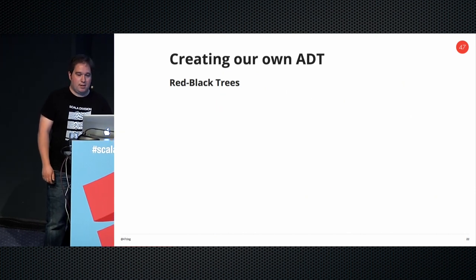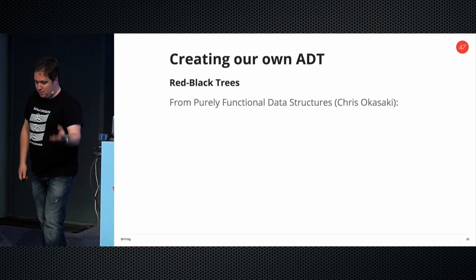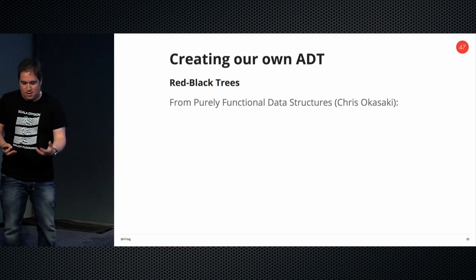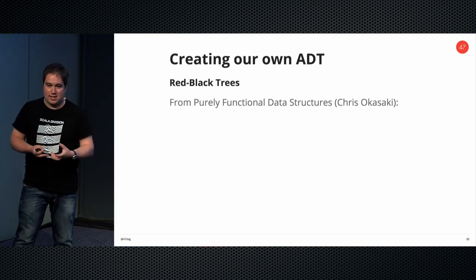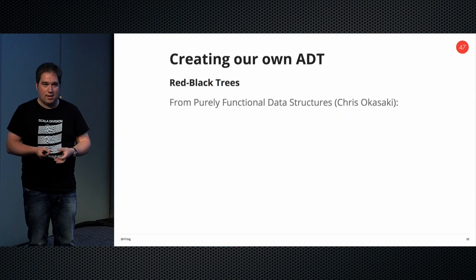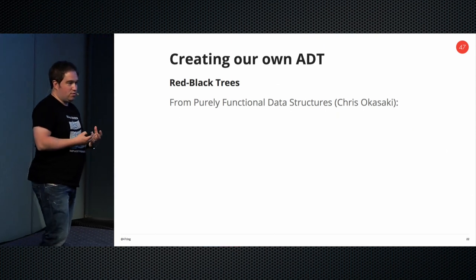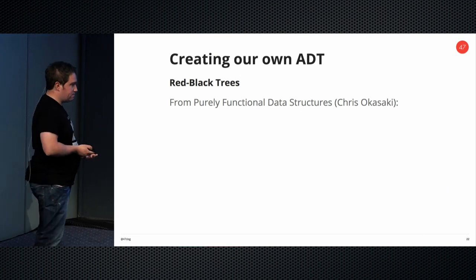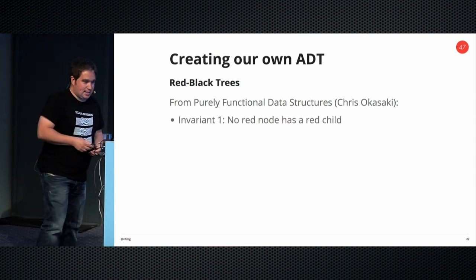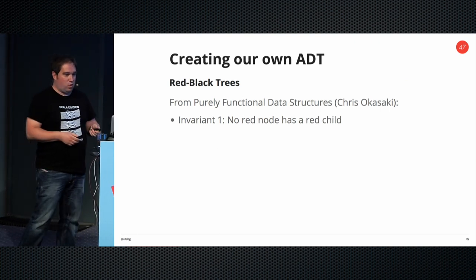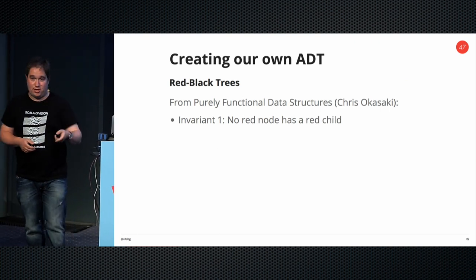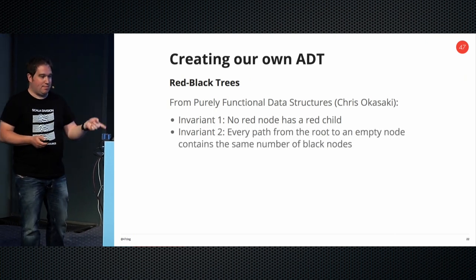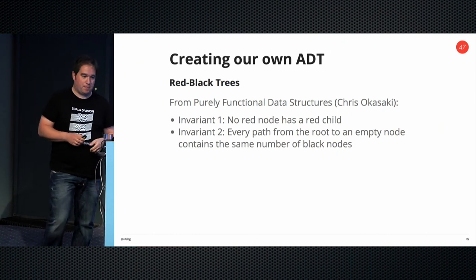Okay, so there's another thing we could say as well. I don't know if people are aware of this book, Purely Functional Data Structures. It's kind of the holy Bible of writing data structures in functional programming. This is where a lot of the concepts to do with immutability and sharing code in a safe and concurrent way come from. And so Chris says this. He says there are two invariants. Number one is that no red node has a red child. And number two, every path from the root to an empty node contains the same number of black nodes. Okay.